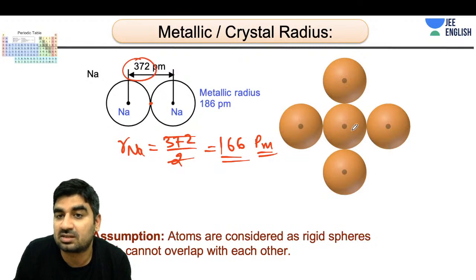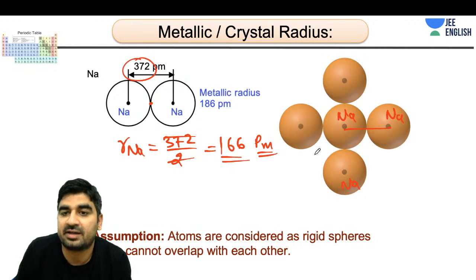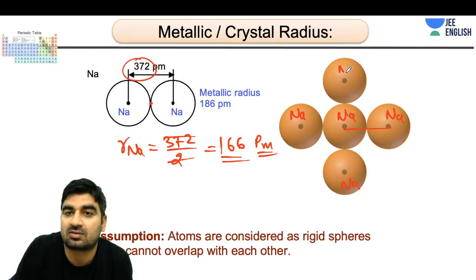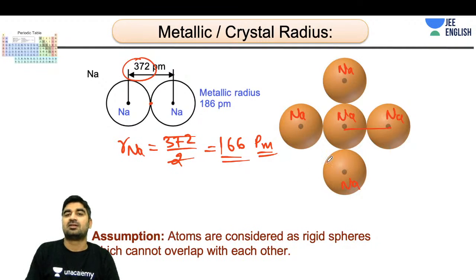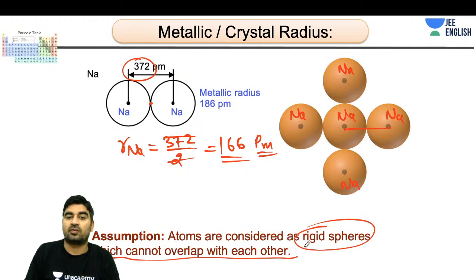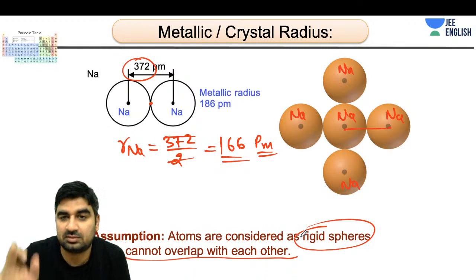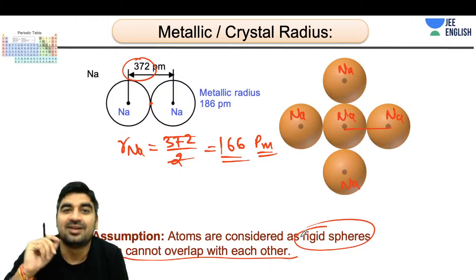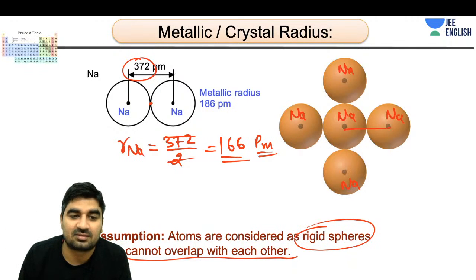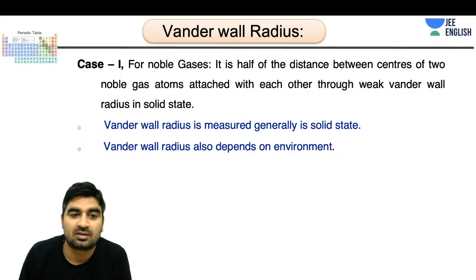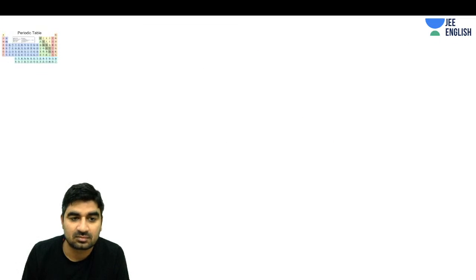So guys, this is the crystal where we have the sodium atoms. Got it, guys? They are not flexible. Atoms are considered as rigid spheres, which cannot overlap with each other. So now you know the metallic radius. Any doubt? Yes, Ananya.